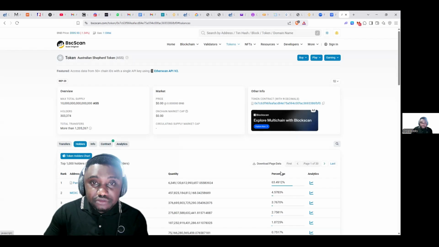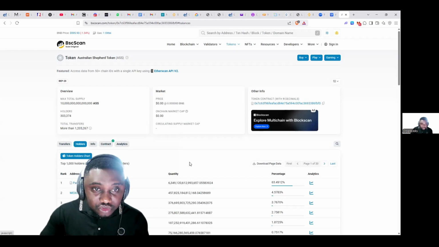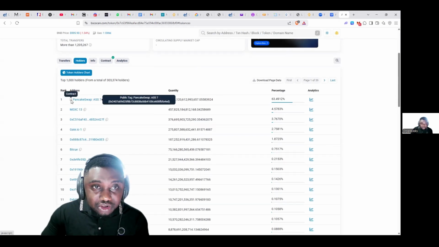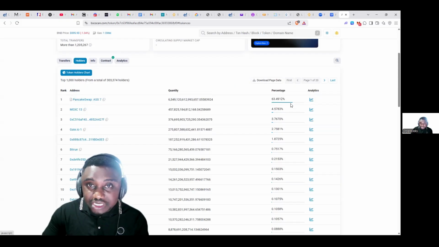If you look at these holders now, you will see that this particular contract address, which is the contract deployment address on PancakeSwap, is holding about 63.49% of this entire token. Followed by MEX 13, which is holding about 4.57%. Now, this is an individual address, which I'm sure is one of the creators or top team members of this project. This person is holding about 3.76%.